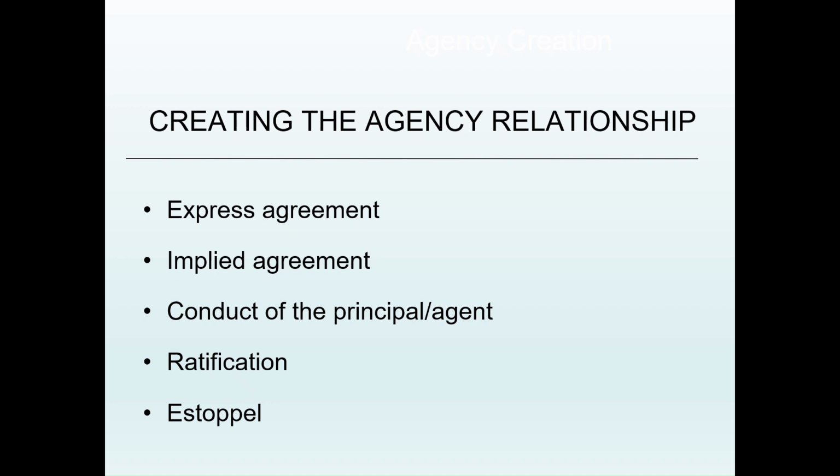An agency agreement can be created by these happenings: an express agreement, either verbal or written, an implied agreement based on intent and actions of the parties, the conduct of the principal and agent, ratification, and estoppel.